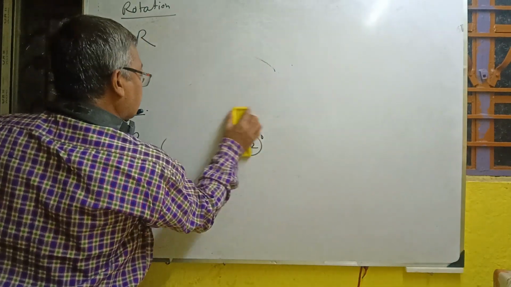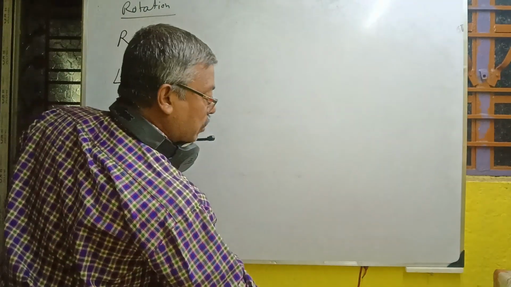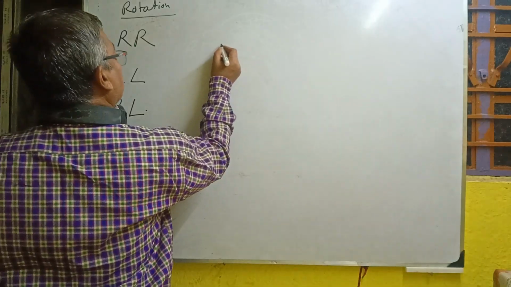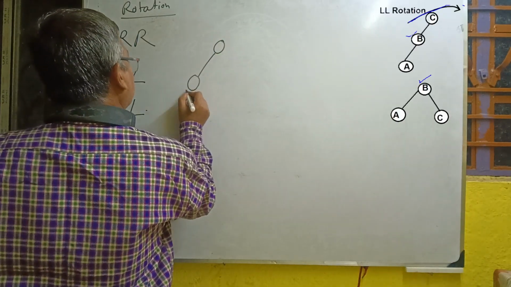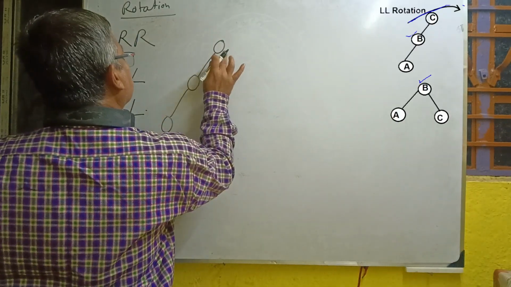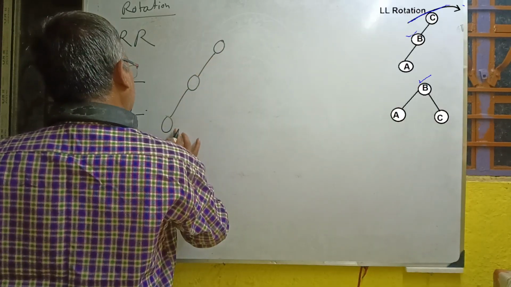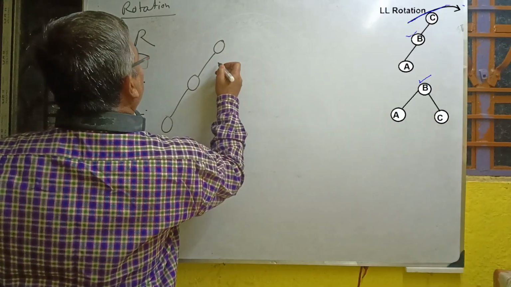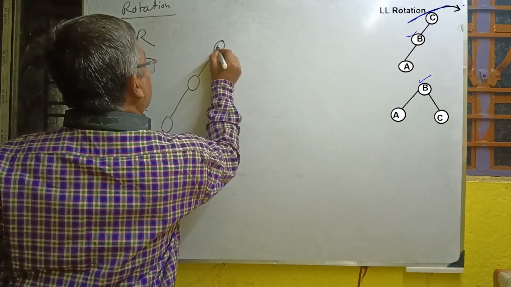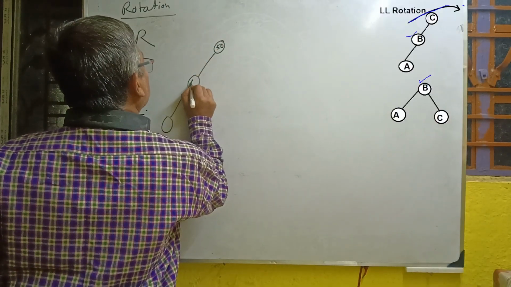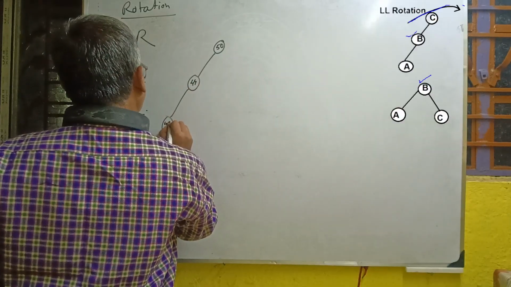Okay. Now I am coming to LL rotation. This is one node, this is another node, this is another node. This is the left child of this node, and this is the left child of this node. So a right movement is required. Suppose this is 50, this is 44, this is 42.